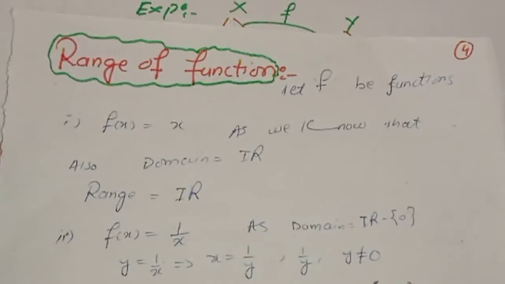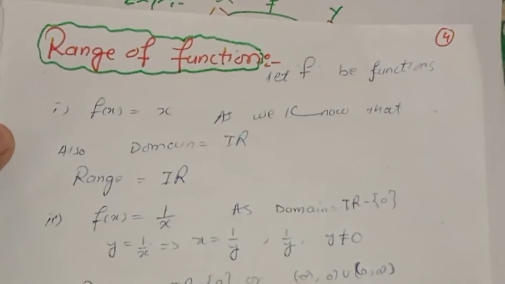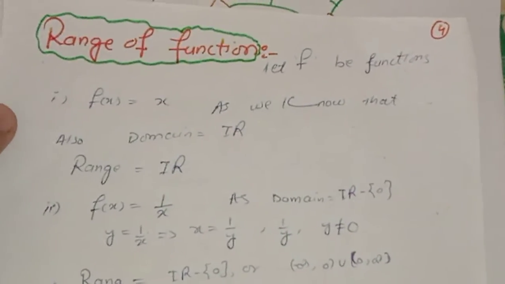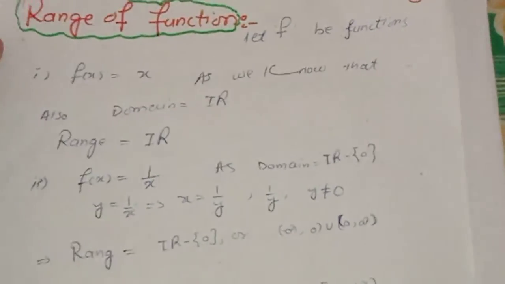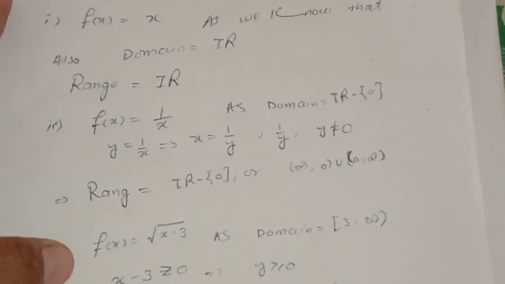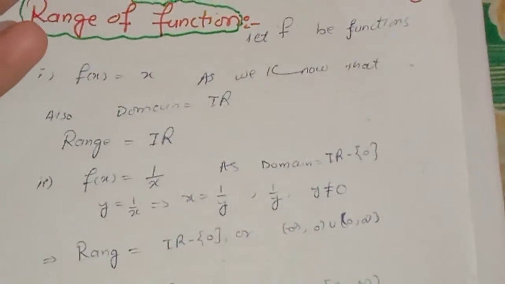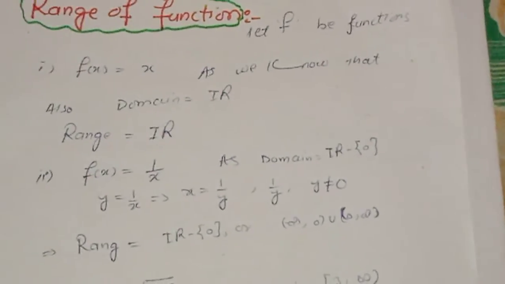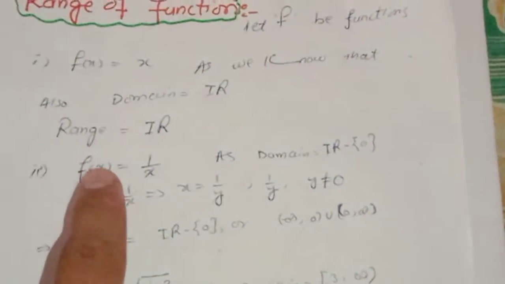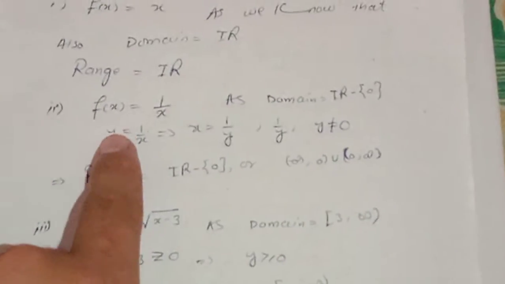Now, the range of a function. Let f be a function. Number 1, if f(x) is equal to x, as we know that the domain is all real numbers, the range will also be all real numbers, because it gives us negative values, positive values, all values. So the domain is all real numbers and the range will be all real numbers.